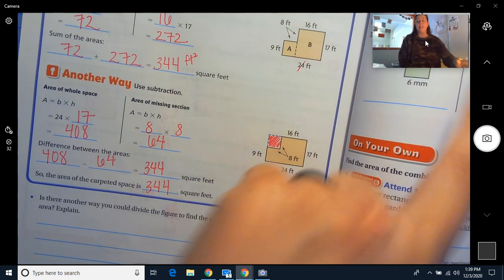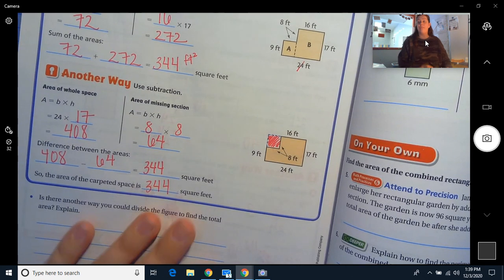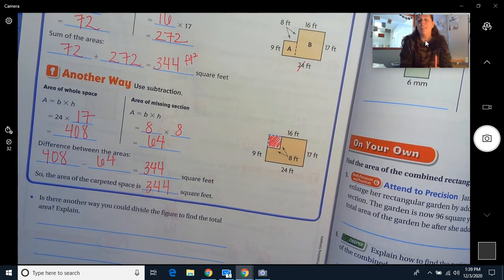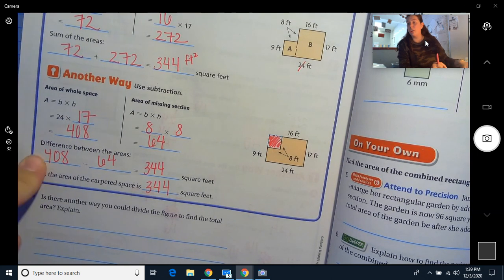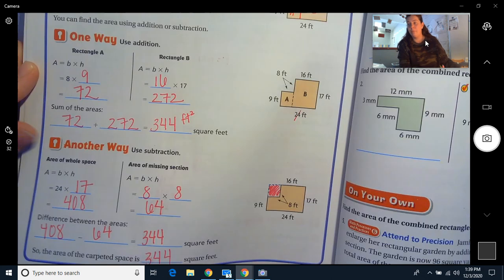Now we're going to go up to the top of the next page. But before we do that, if you have a question, comment in the chat with a question mark, please, so we can get some of those questions answered before I move on. Okay, Maria, you have a question? I understand that one. Is it the subtraction one or the addition one we did?